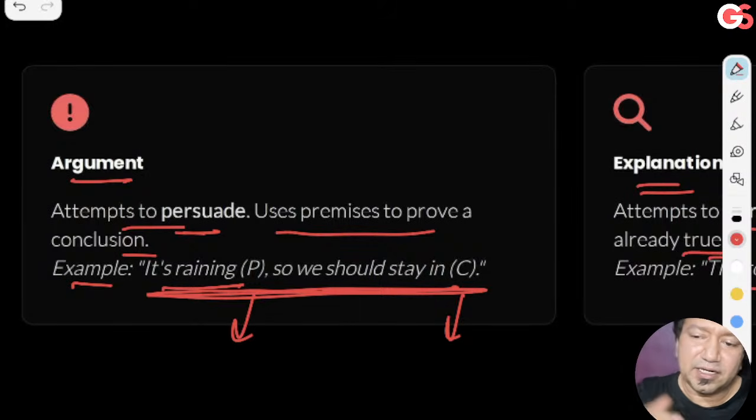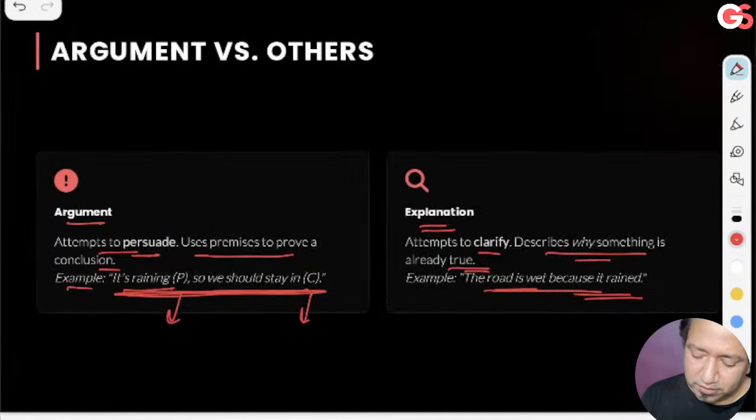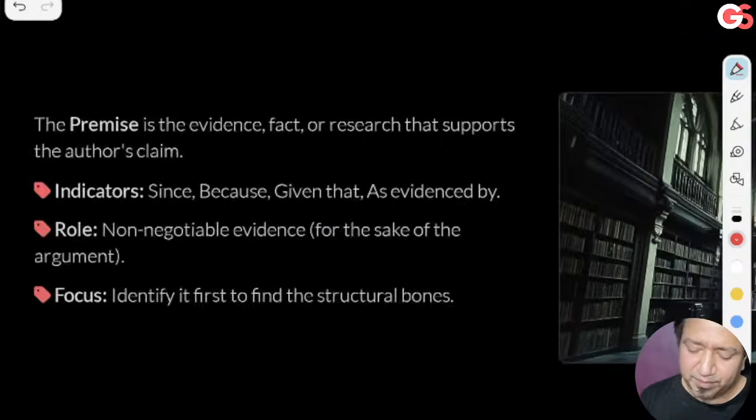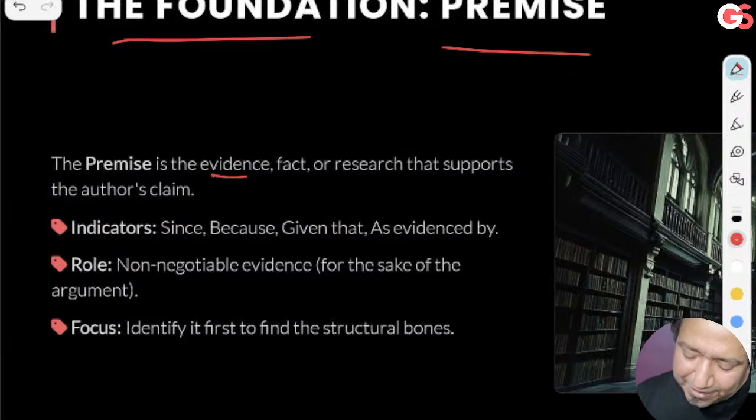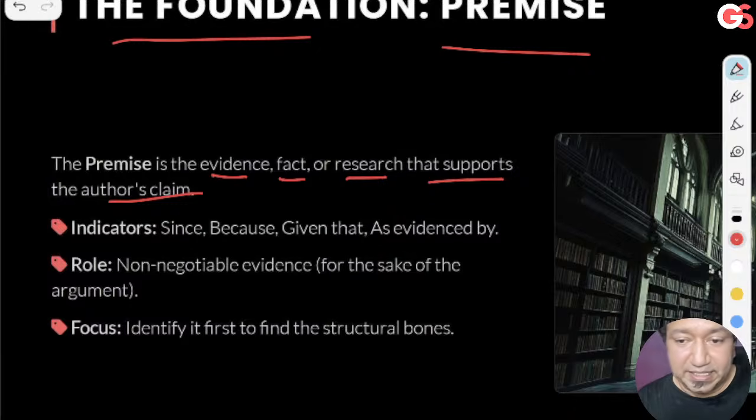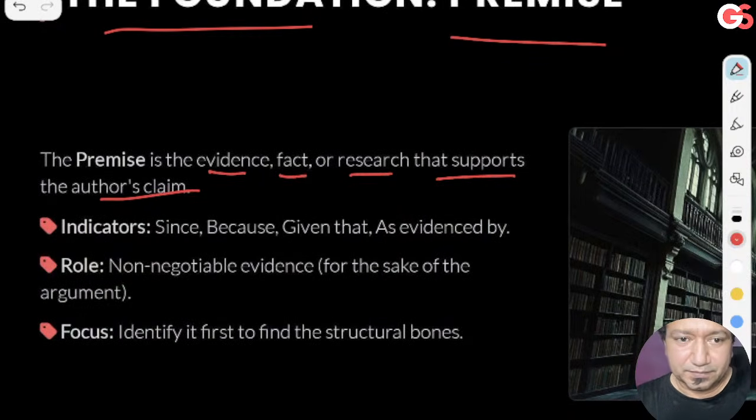And based on assumption, conclusions are drawn. So conclusions also are not universal. Understood? Is that clear? So what's universal? Only and only the premise is universal. Clear? Okay. Now, let's move on to next one. So to understand what a premise essentially means, the foundation of everything in today's class is basically the premise. All right. So the premise is the evidence, the fact or research that supports the author's claim. As I told you already, it's basically a fact. Clear? It's basically a fact.